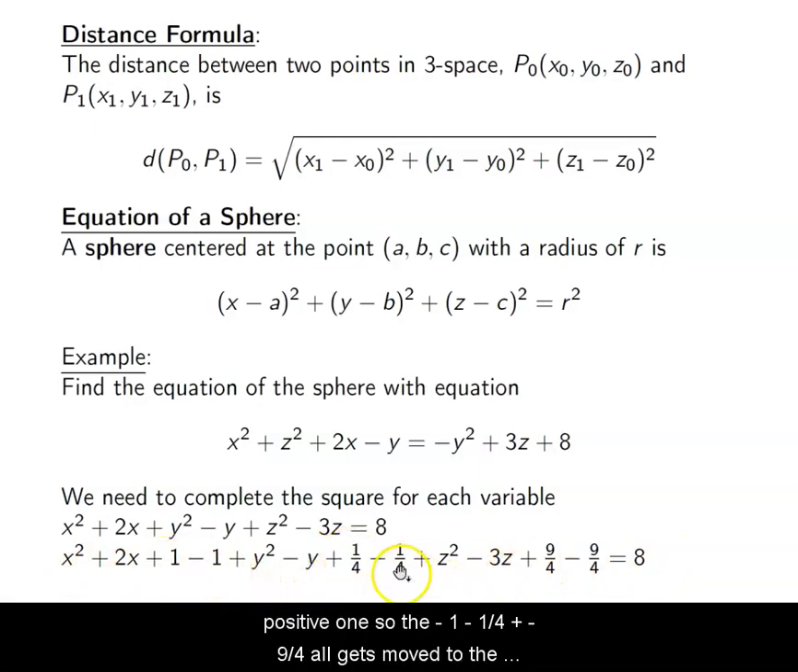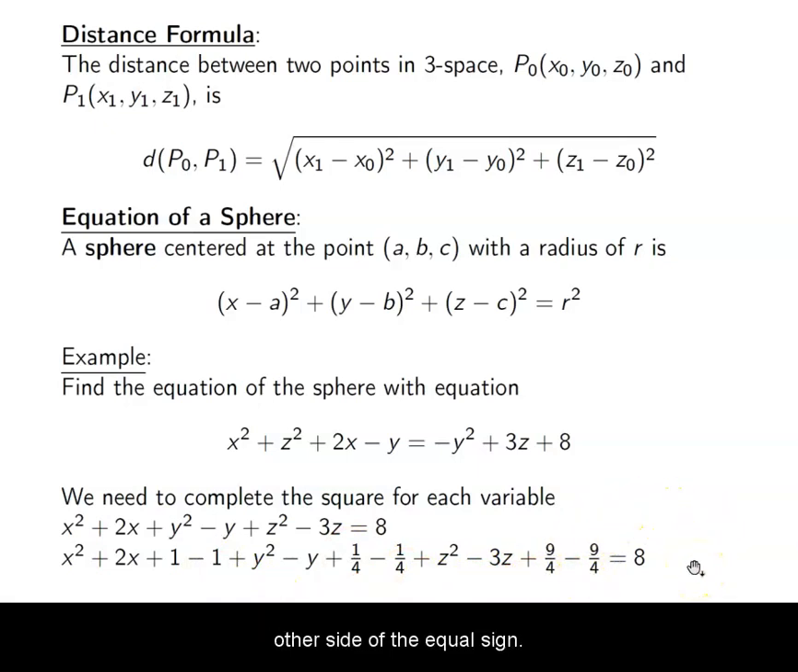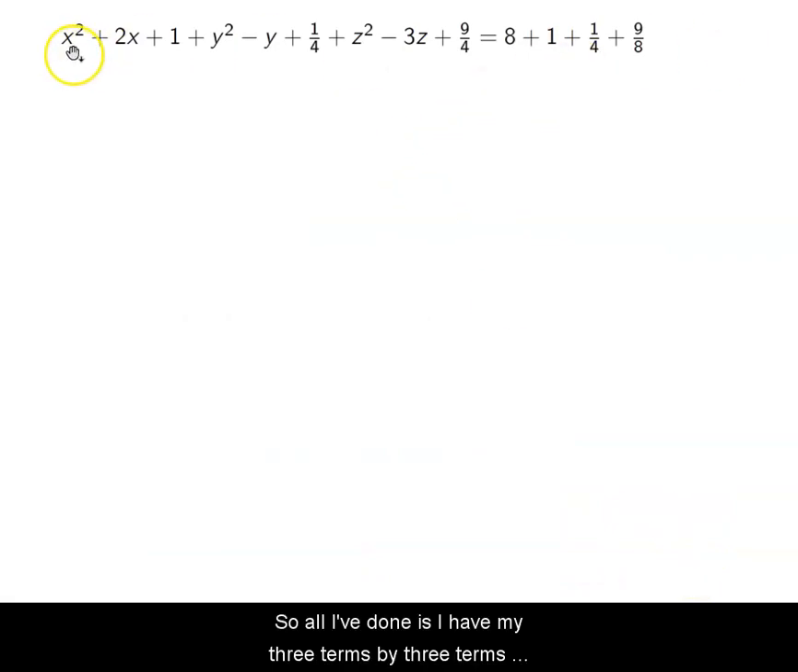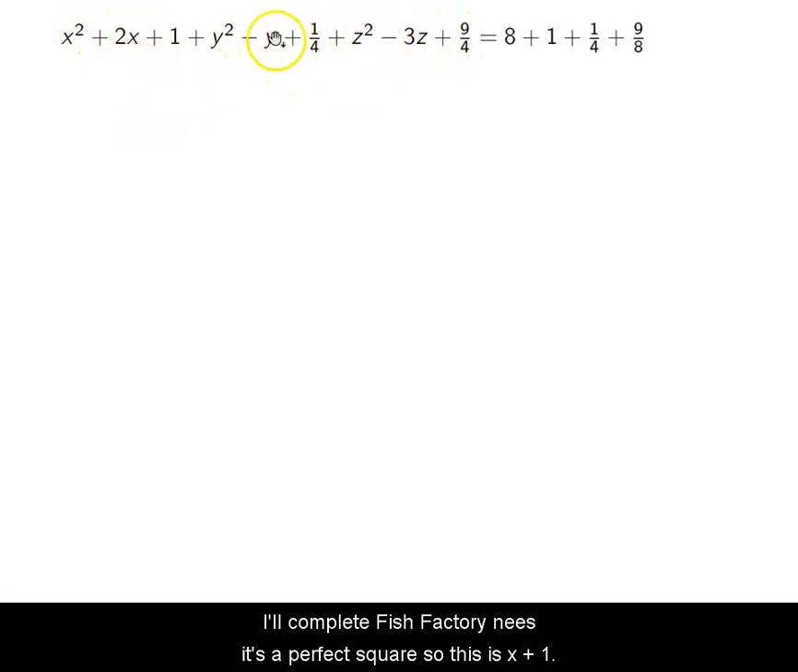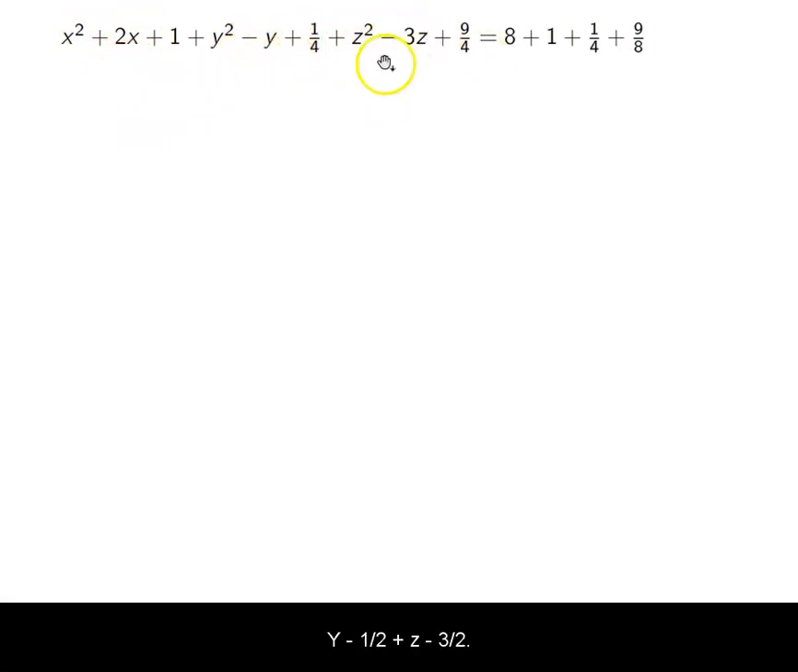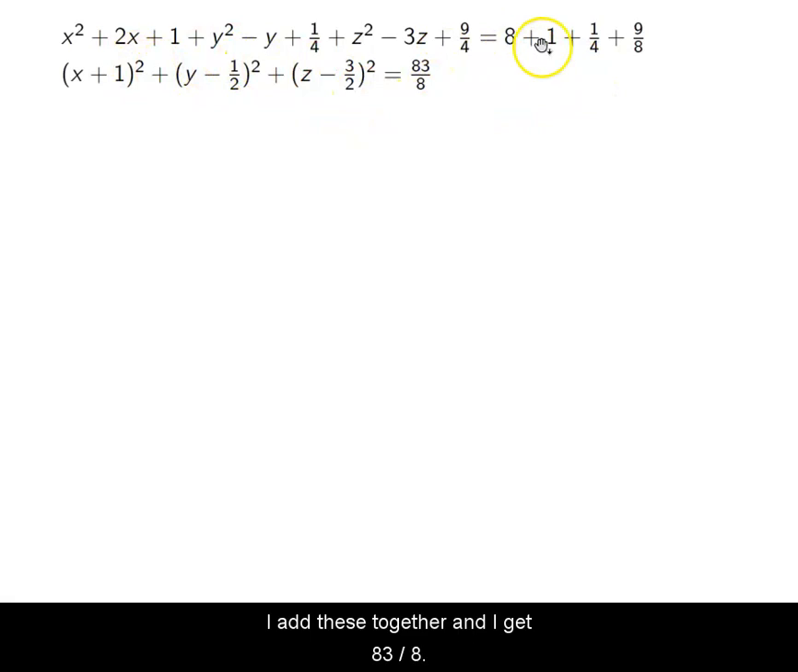So the negative 1, negative 1/4, and negative 9/4 all get to move to the other side of the equal sign. So all I've done is I have my 3 terms, my 3 terms, my 3 terms, and then all of the extra constants over here. I'll add these together. I'll finish factoring these into perfect squares. So this is x plus 1, y minus 1/2, and z minus 3/2, right? Squaring each term. I add these together and I get 83 over 8.